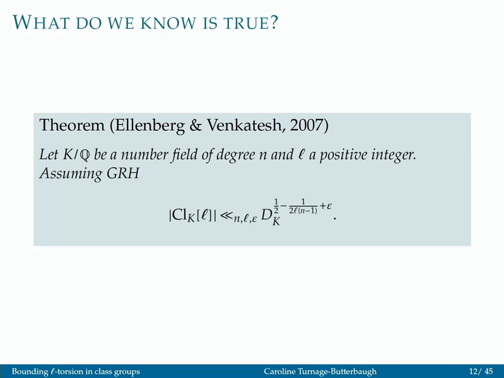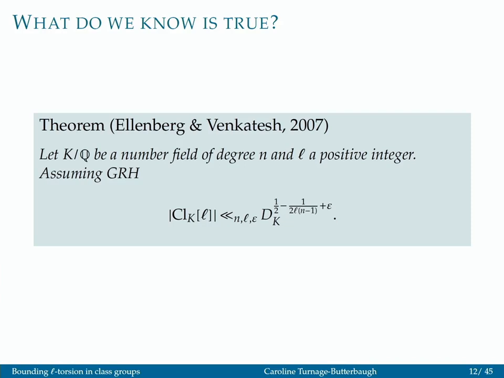Okay, so what do you get if you assume GRH? Ellenberg and Venkatesh also showed that if you assume the generalized Riemann hypothesis, then for any degree n field and any L that's a positive integer, you can shave off a power of 1/(2L(n-1)) off the trivial bound. This is what you get if you assume GRH.